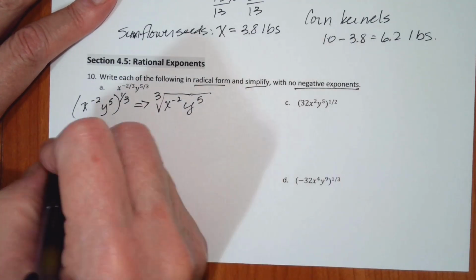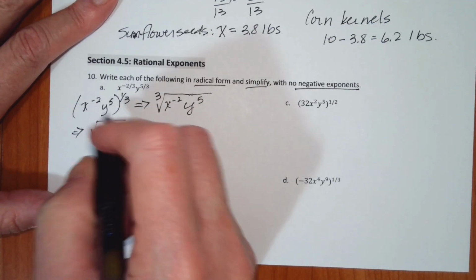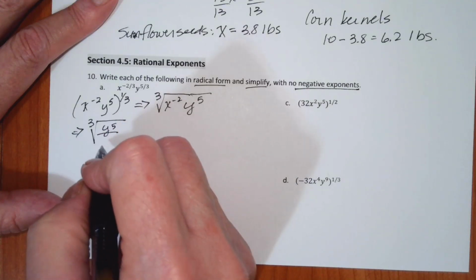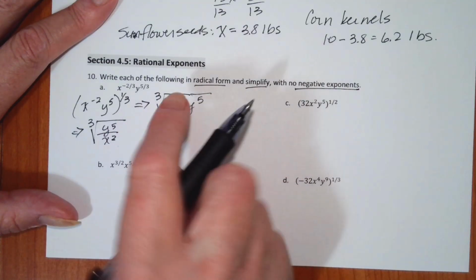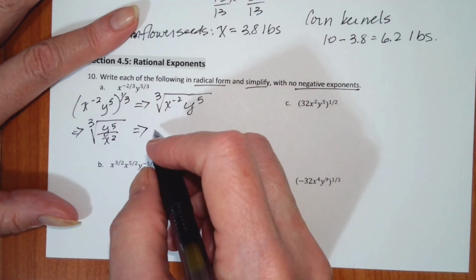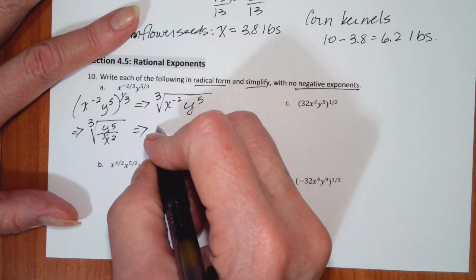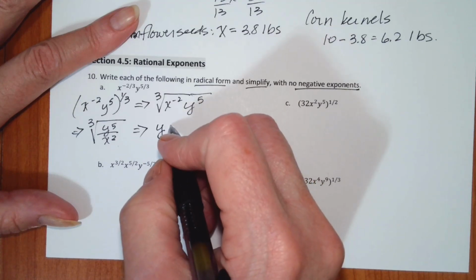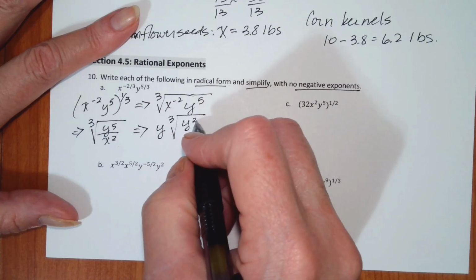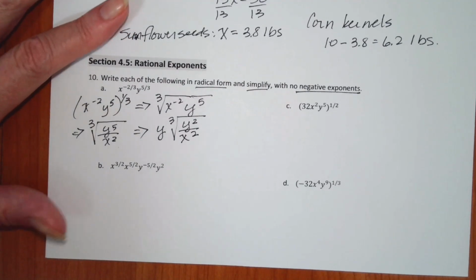All right, so I'm going to take care of these in the same step. So this becomes the cube root now of y to the 5th divided by x to the 2nd. Okay, so that's taken care of. Well, how many times does 3 go into 5? 1. So I can pull out a y, and then I'm left with the cube root. I have 2 y's left over, and I can't pull any of my x's out.